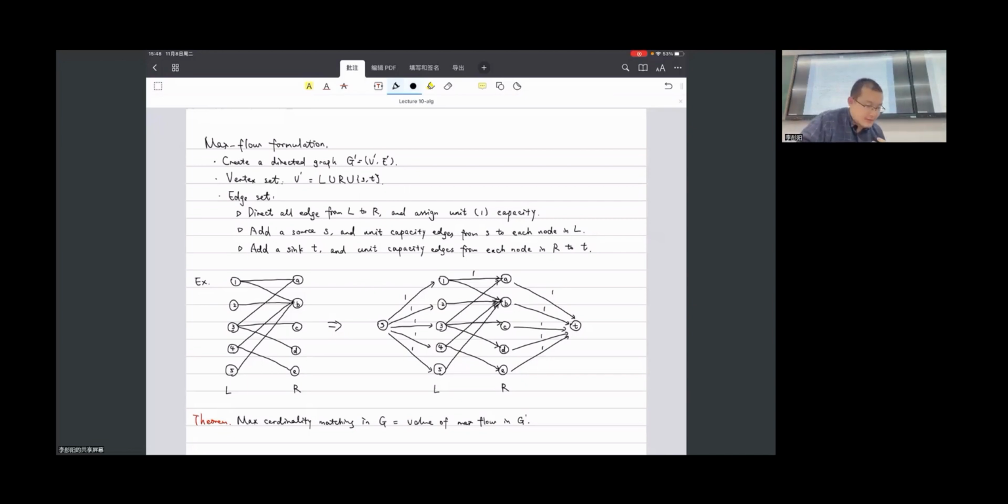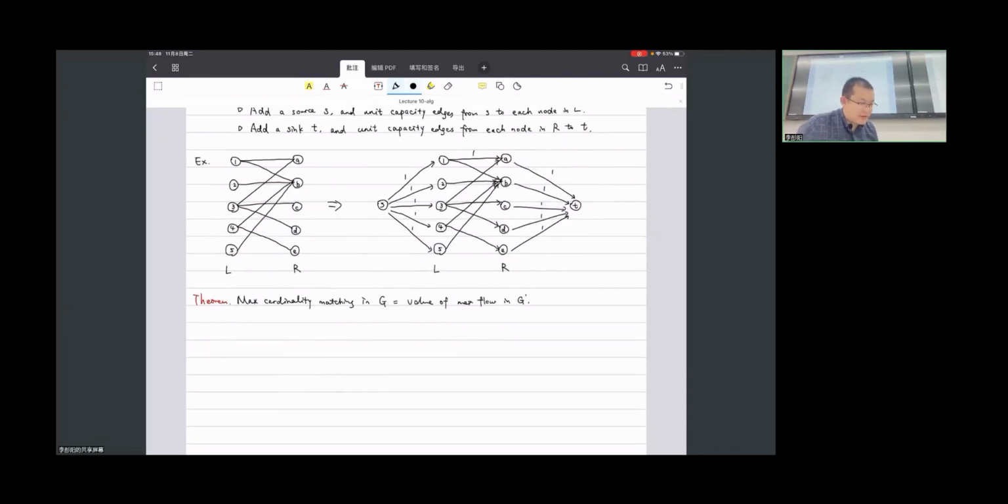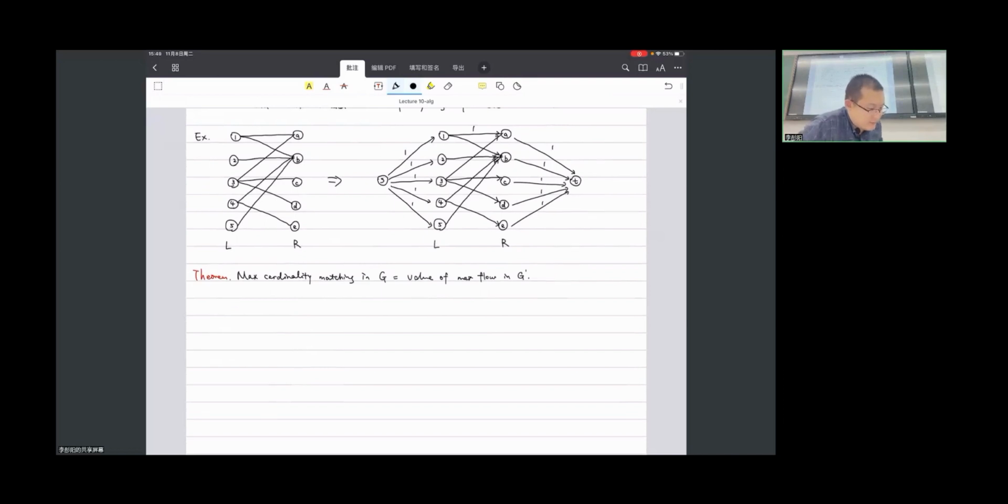Okay, so if there is no question, let's actually get into the proof here. So basically the proof actually has two parts, because we need to prove that the max cardinality matching in G equals the value of the max flow in G prime.